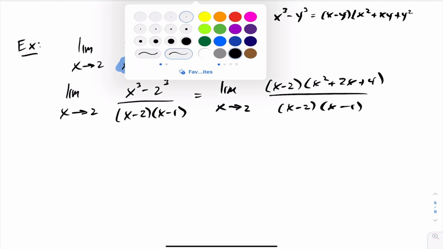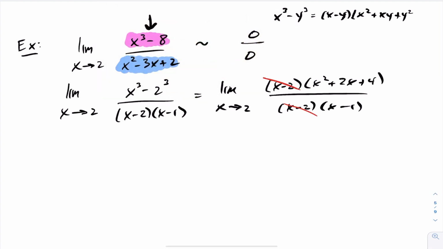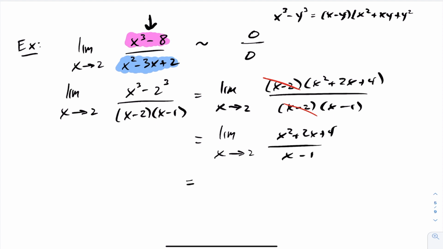It never equals 2. And because of that, we can cancel these off. And in which case, this becomes the limit as x approaches 2 of x squared plus 2x plus 4 over x minus 1. Now, if you take a look here, I can sub in this value of 2, and I'm not dividing by 0. And because I'm not dividing by 0, we know we have a continuous function at this value here. And that's a key point. It's continuous at this value.